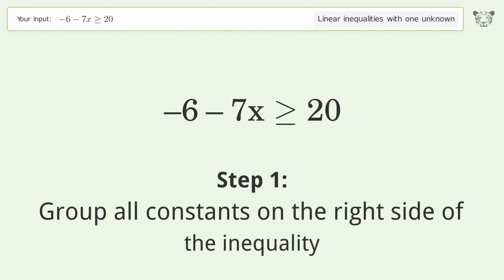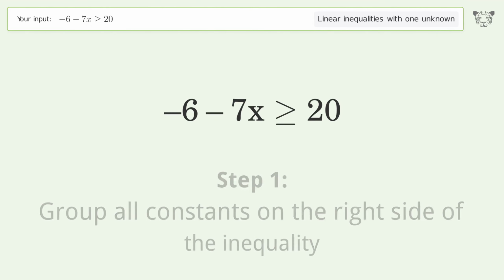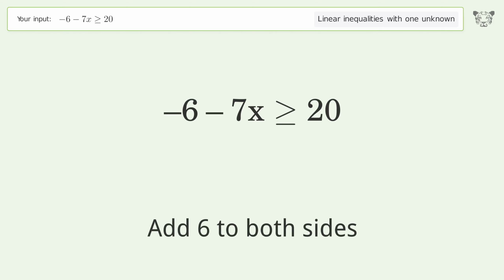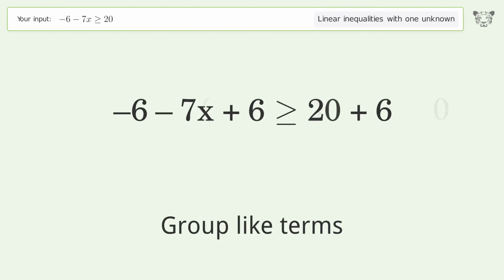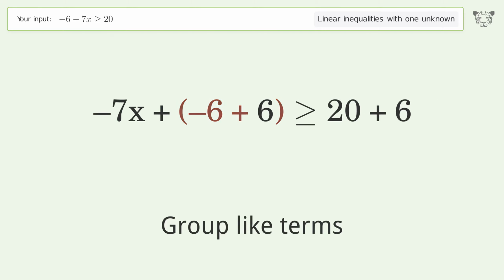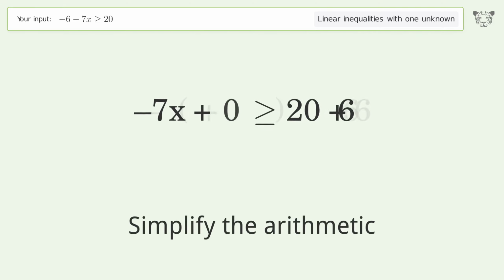Group all constants on the right side of the inequality. Add 6 to both sides. Group like terms. Simplify the arithmetic.